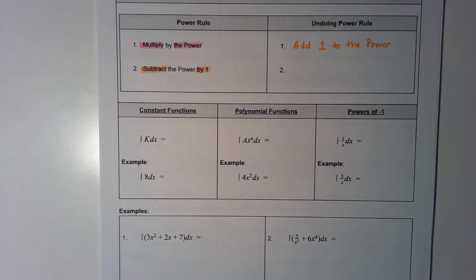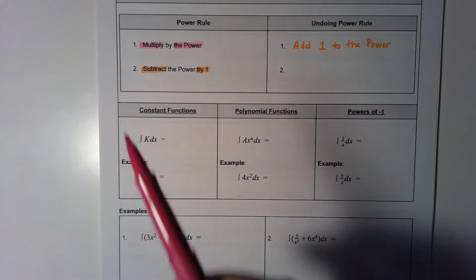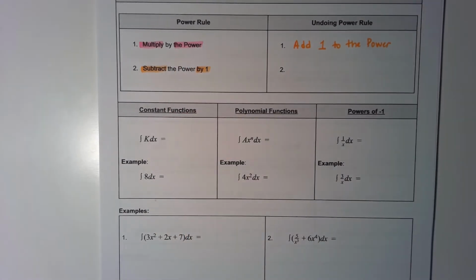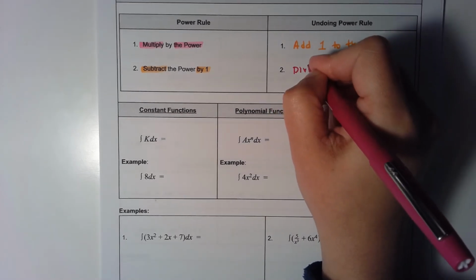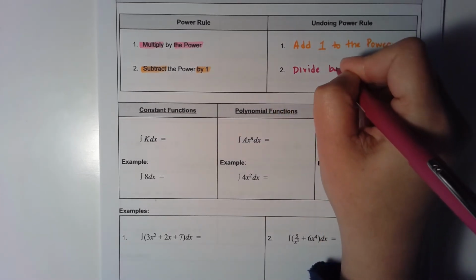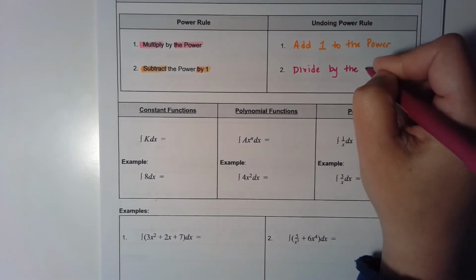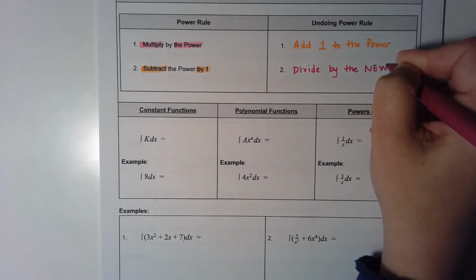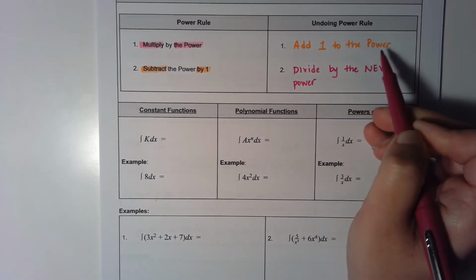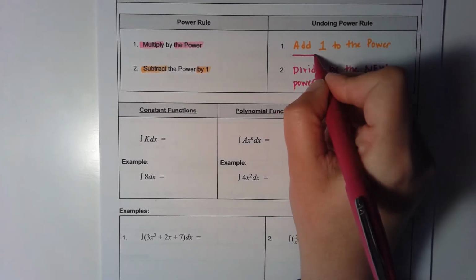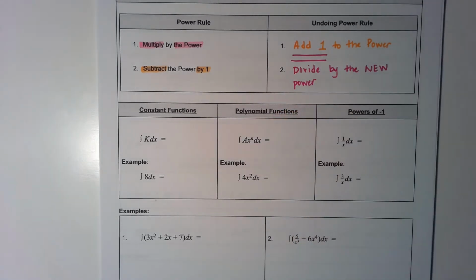So if you see that the problem has an x squared, then your antiderivative is going to have an x cubed. Then we need to undo the fact that we multiplied by the original power. So in order to undo that, we are going to divide by the new power. So remember how we added 1 first? You need to divide by the power that you got when you added, not by the power that was already there.